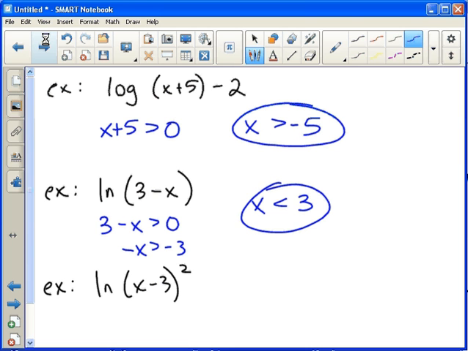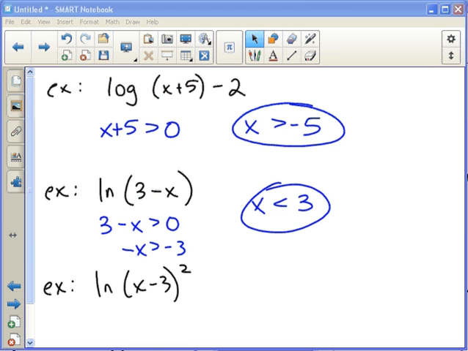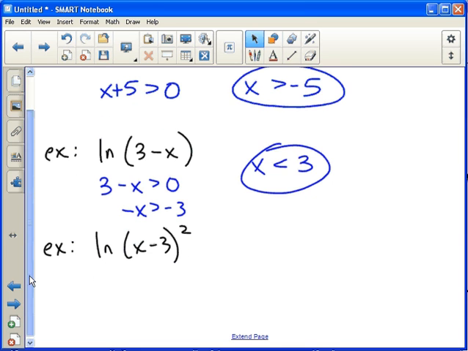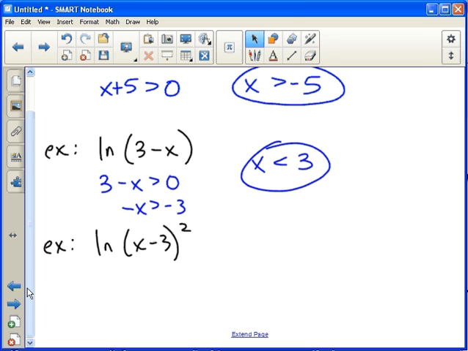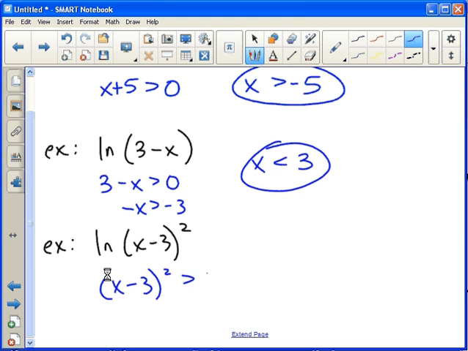Okay, now this last one's a little bit tricky. It has x minus 3 squared. So let's write just what we normally have been. We take the parentheses and we say it has to be greater than 0. Okay, x minus 3 squared is greater than 0. Now you may be tempted to square root the answer right here and then add 3 to both sides and say you're finished. But you need to stop and consider this for a second.